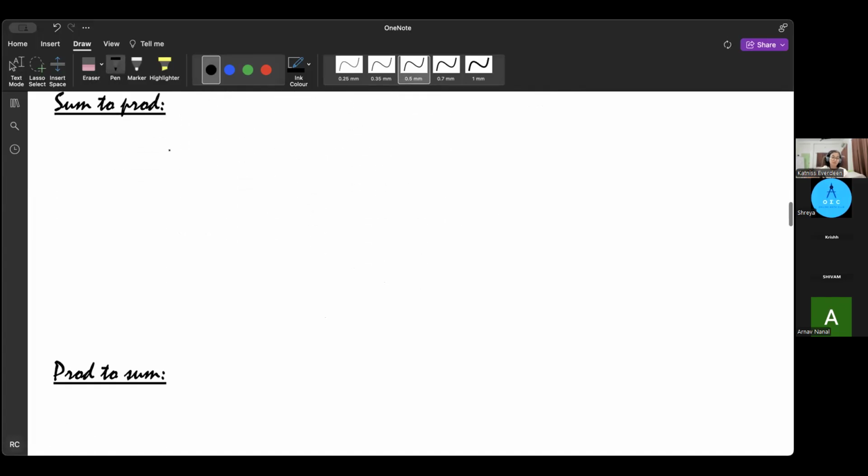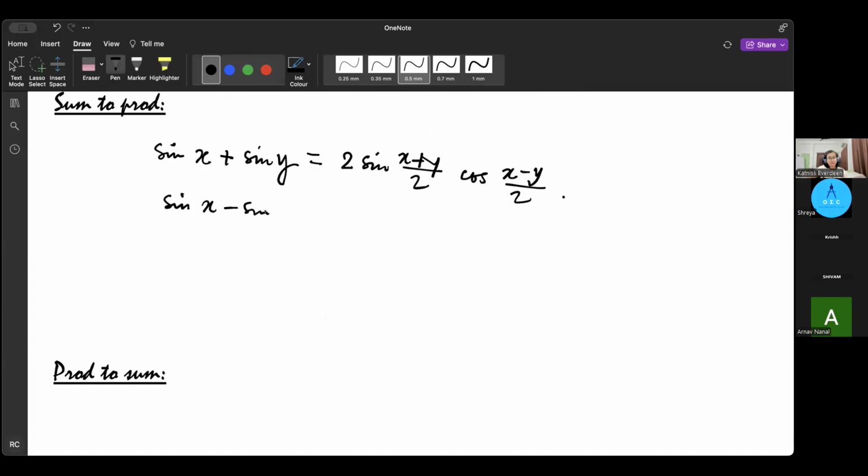So the next one is sum to product. These are annoying and best to memorize. Sin x plus sin y is equal to 2 sin((x+y)/2) cos((x-y)/2). And sin x minus sin y is 2 sin((x-y)/2) cos((x+y)/2). Okay, then cos x plus cos y.